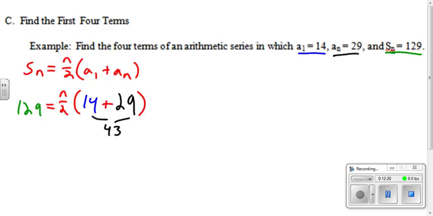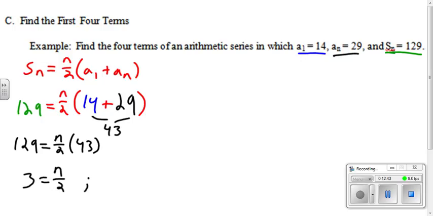And we can do then, we'd have 129 equals n over 2 times 43. So we can divide both sides by 43, in which case then we have, what is that? 3, exactly. 3 equals n over 2. Multiply 2 to both sides, and we're left with 6 equals n.